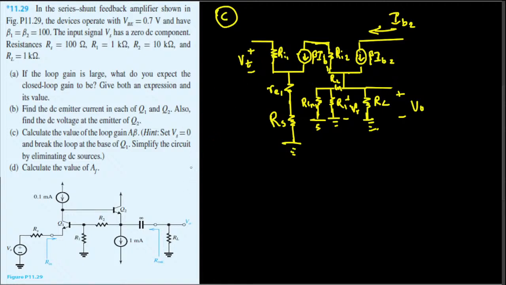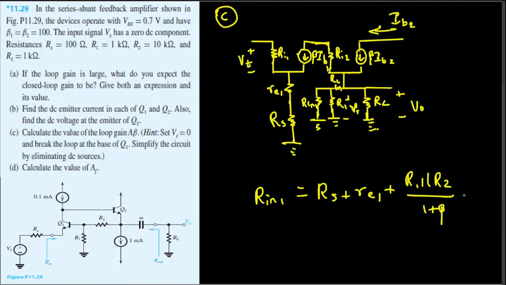First we consider our R in 1, that is this one. That is nothing but this RS resistance plus the emitter resistance right here, that is RE1, plus this R1 parallel to R2, divided by 1 plus beta. We can call this equation number 1. We are creating the equation because we need to know this R in 1 value in order to solve for A beta. That's the one we are trying to find. The main purpose of doing this is we are trying to find the loop gain A beta, which needs all the resistance values. We need to know R in 1, also we need to know the RE1. So we have to find out all the values.